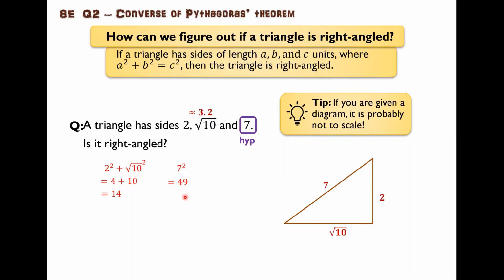Is this triangle right angled? No, it is not, because this squared plus this squared should be the same as this squared, and it is not. So it is not a right angled triangle. Done. And that's how you do the trickier ones with square roots in them.